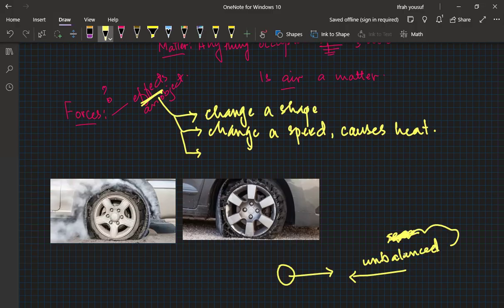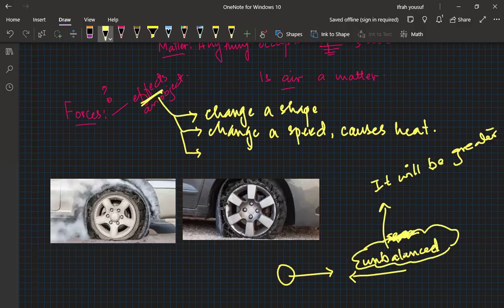All right, so unbalanced force, it will be greater. Yes, it will be greater, right? Then, other force to bring a change. Okay, right, so yes, in order to bring a change you must have the unbalanced force, right?